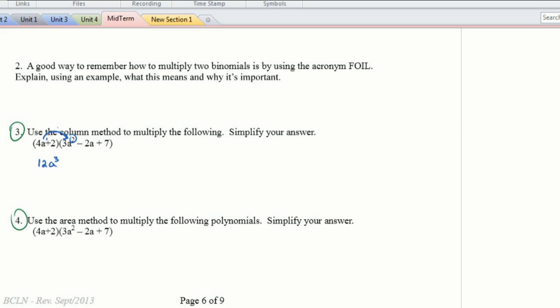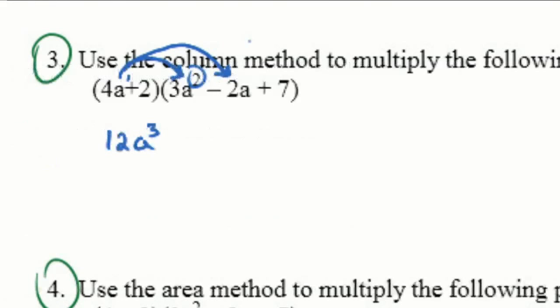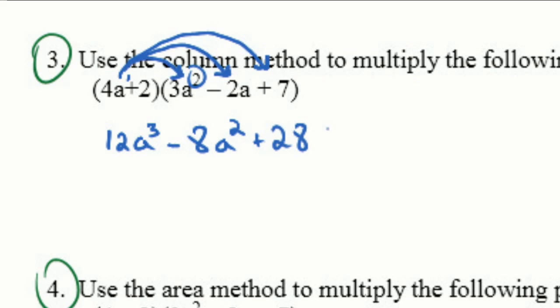And then we're going to do the same thing here. 4 times 2 is going to give me, in this case it's negative 2, so negative 8. And then I have a to the power of 1 and a to the power of 1. I add my 1's together and I get a squared. Then I'm going to do the same thing again. I'm going to take my 4a and multiply it by 7. So 4 times 7 is going to give me 28. And then a, just the power of 1, nothing else to multiply it by. So that's my first term, my 4a, multiplied by everything in the second bracket.